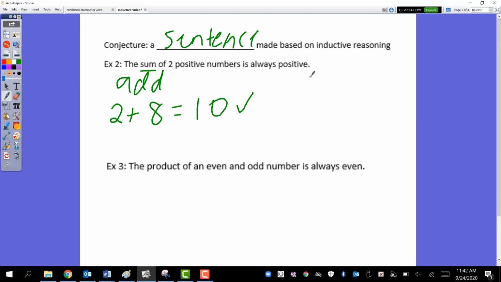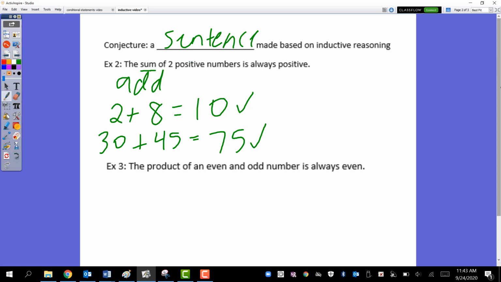Let's pick two other numbers. Let's pick 30 and 45. They're both positive numbers. What is 30 plus 45? That is 75. Is 75 a positive number? Yes. So these are just two examples that prove this sentence is true.